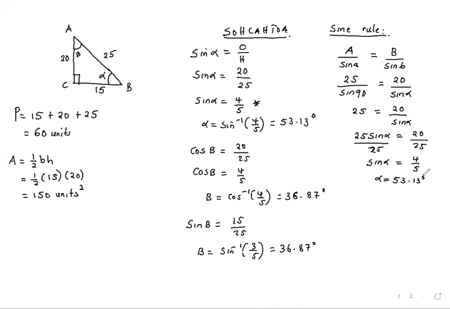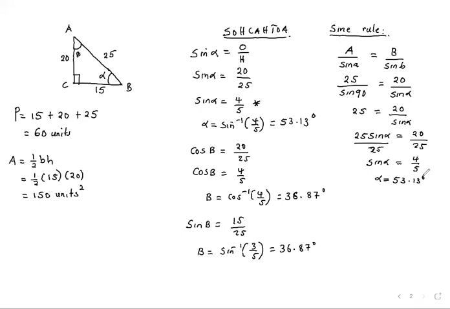The same thing can happen to beta. You get 25 over sine 90 is equal to 15 over sine beta. You get the same angle. Cosine rule does not work when you're dealing with a right angle triangle. You should check that.